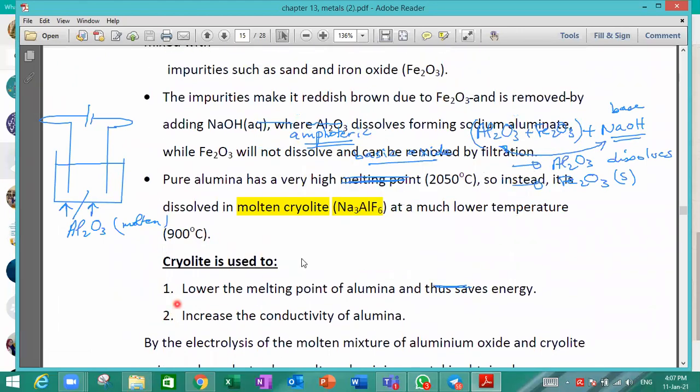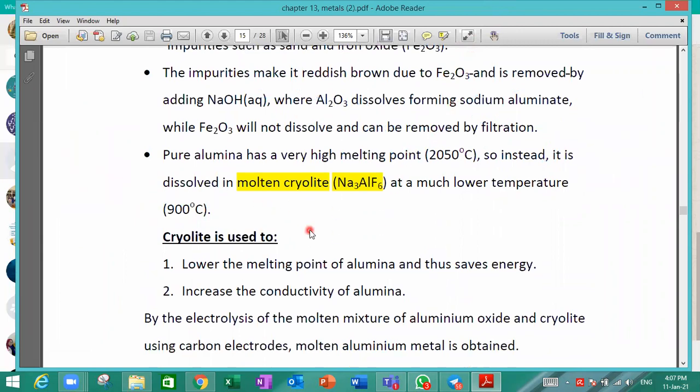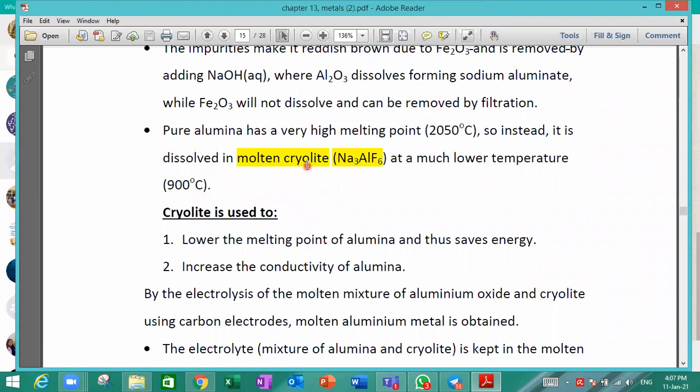Cryolite is used for two purposes. And we have to know these two, because whenever they ask us about cryolite, they say, why do we add cryolite in the extraction of aluminium from its bauxite? We have to mention these two reasons, or else we get only one mark. It's always two marks. So the first reason is that cryolite will lower the melting point of alumina, and thus saves energy, because the higher the melting point, the more energy we need, and of course it will be more expensive. And the second reason is that it increases the conductivity of alumina.